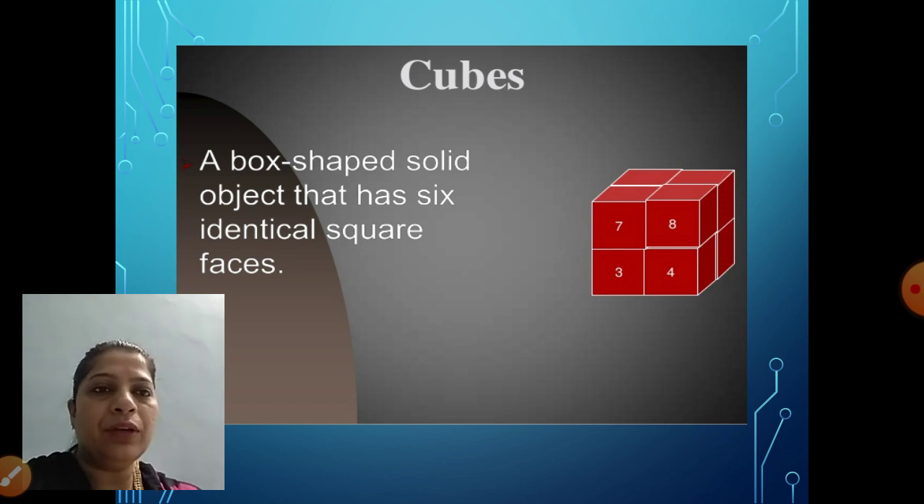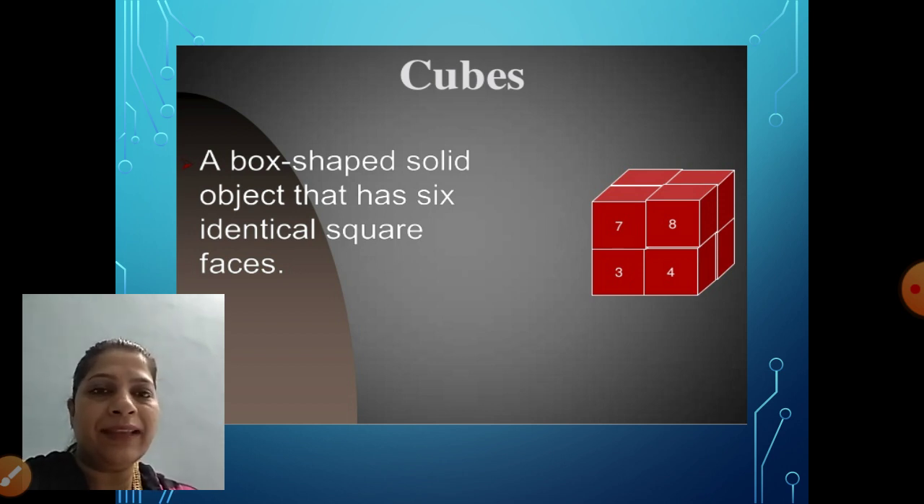Now, when we are talking about cube, one thing comes to our mind, that is our 3D object. That is called a cube: a box shaped solid object that has 6 identical square faces. How many faces? 6, but identical, it means same, and the shape of the faces will be square. When we are talking about square faces, the length and breadth of the figure is same. But when we are talking about a solid object, height is also included.